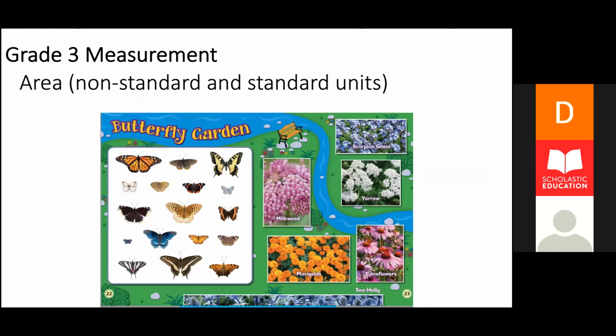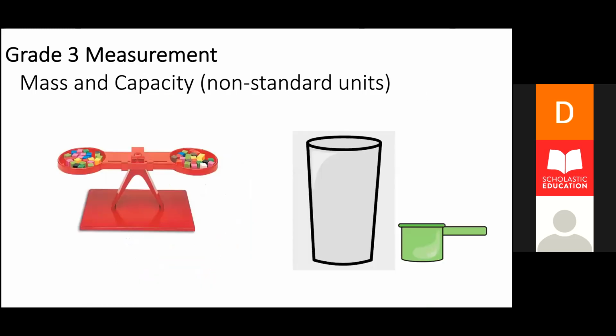So again, with measurement of area, it's non-standard and standard units. They're measuring butterfly gardens in this way. And then if you're looking at the mass and capacity, they're using non-standard units. You'll notice they're using pan balances, and they're also using smaller containers to measure larger containers. They don't learn about the standard units until grade 4.